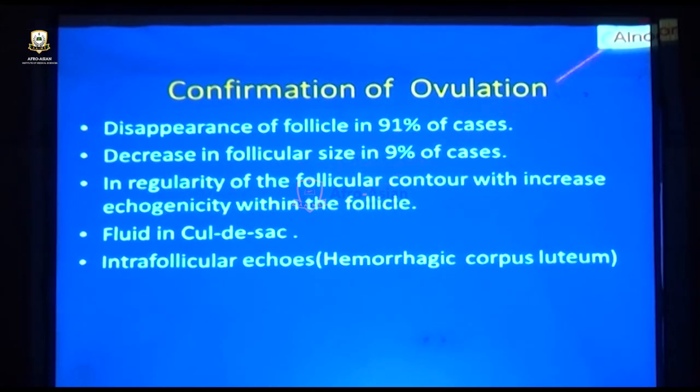Decrease in the size: in 9% of cases, they do have a small irregular collapsed follicle. It may not be completely collapsed, and that takes 24 hours or more. Irregular follicle, some people appreciate that. Intrafollicular echoes, the corpus luteum becoming hemorrhagic, you can appreciate that in most of the cases. But it may not be there as well.